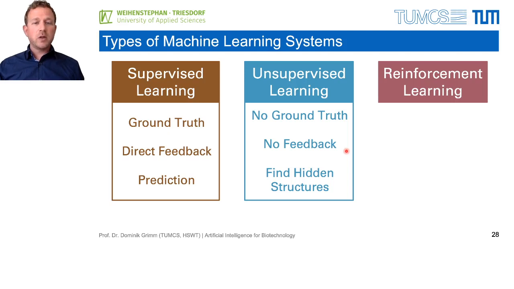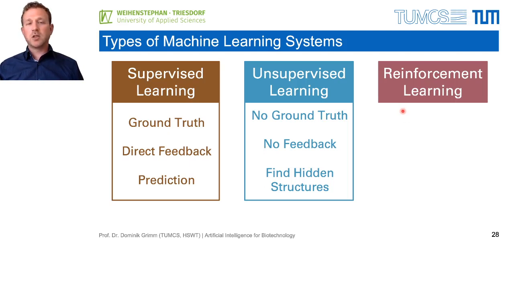So, unsupervised learning. Here we don't have a ground truth because we don't have a label. This way we also don't get direct feedback, but it's very helpful to find hidden structures in the data or to reduce the complexity of the data. The last domain is reinforcement learning.